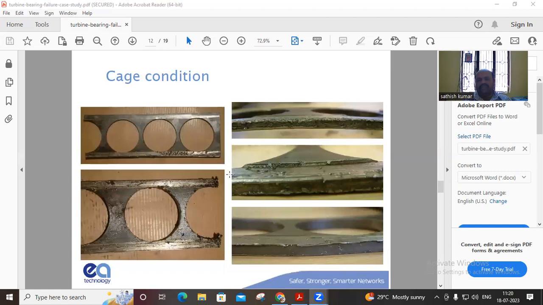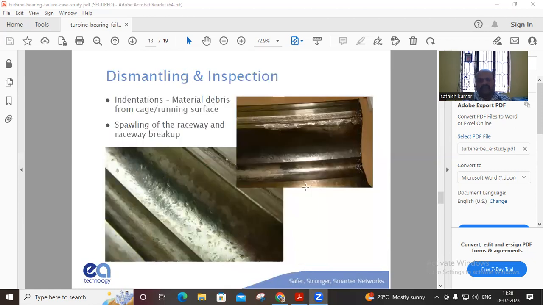Like there is a material which has eroded due to the continuous running of the ball bearing and without any lubrication. This is the condition that is going to happen. Under dismantling and inspection, in this part, indentation, material debris from cage or running surface. Some of the materials have been eroded, and spalling of the raceway and raceway breakup.